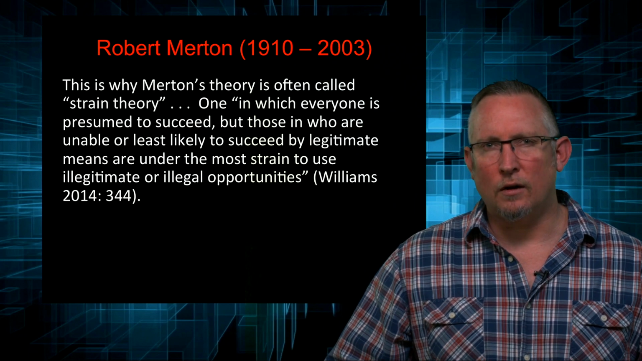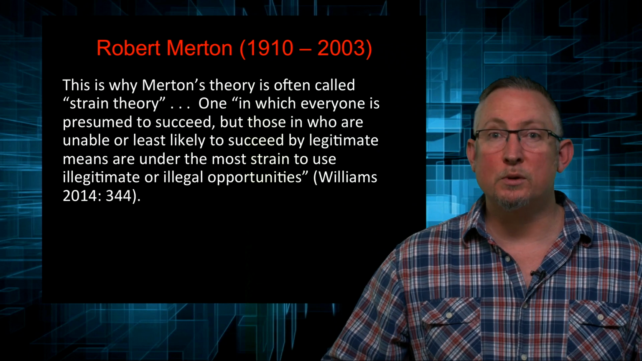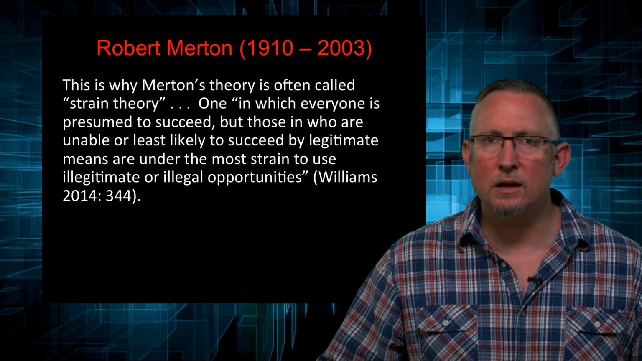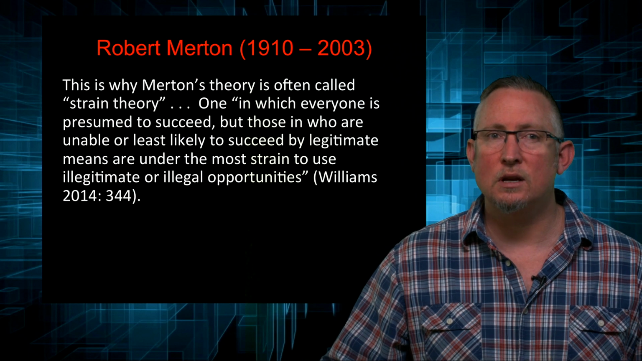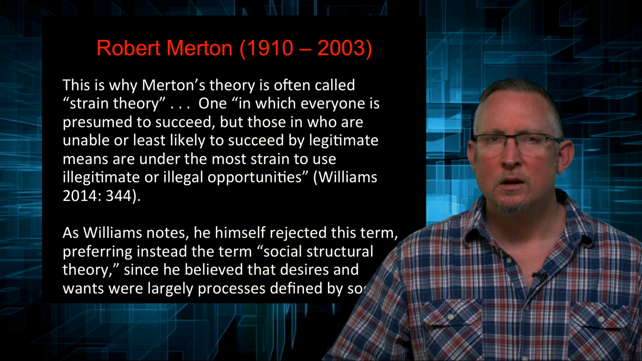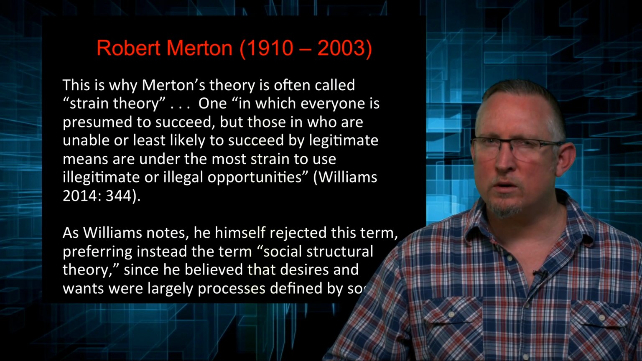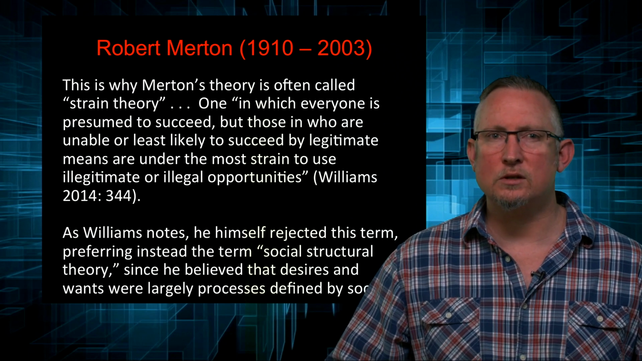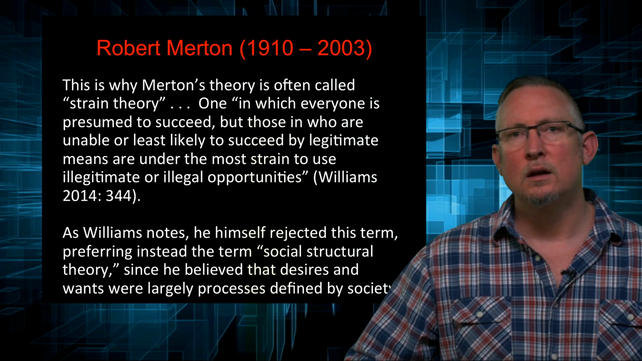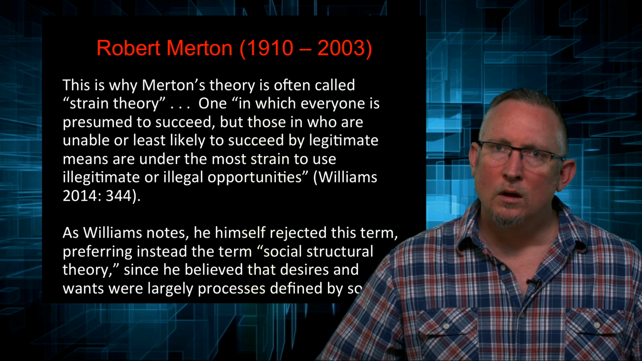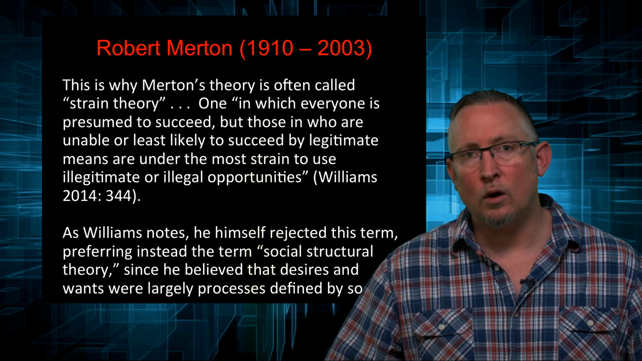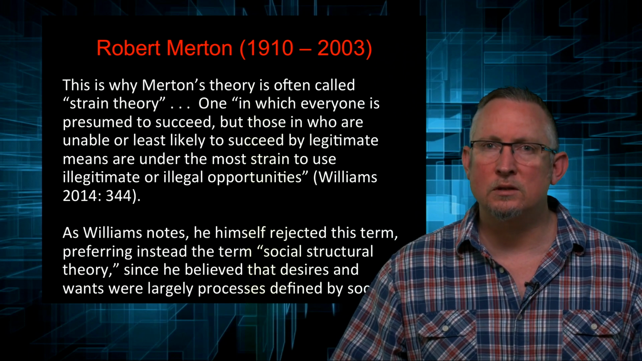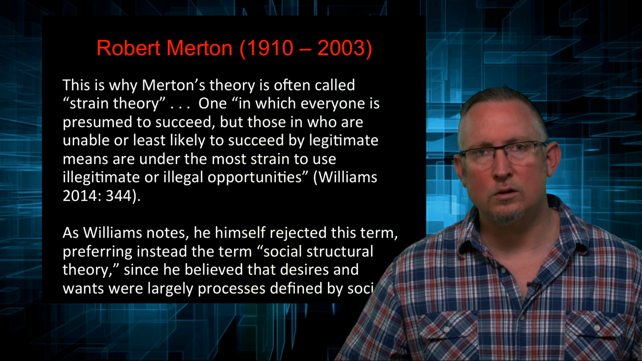So this is why Merton's theory is often referred to as a strain theory, one in which everyone is presumed to be able to succeed, but those who are unable or least likely to succeed by legitimate means are under the most strain to use illegitimate or illegal opportunities. Now, Williams notes, however, Merton himself rejected the term, preferring social structural theory, since he believed that desires and wants were largely processes defined by society, but the idea is generally the same. What you should take from this, what Merton argued, was that many of our desires, many of the things that we think of as intrinsically individualistic, unique about us, are patterned or conditioned by larger social structures.